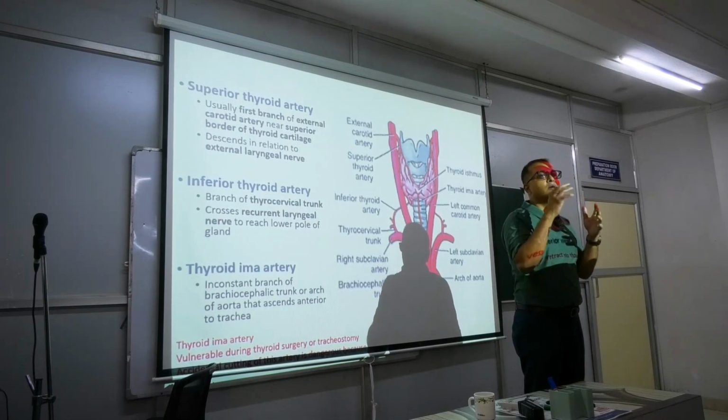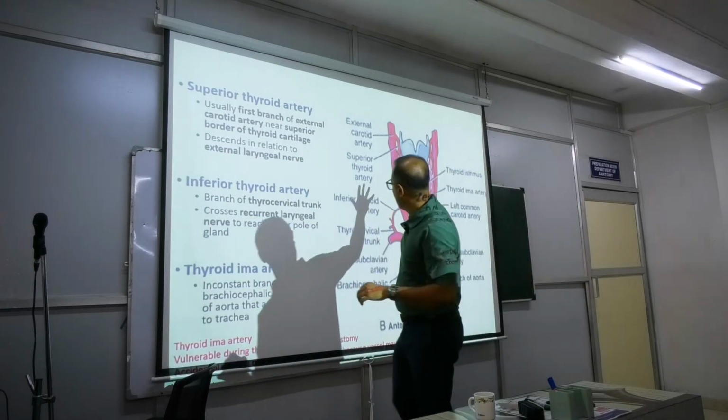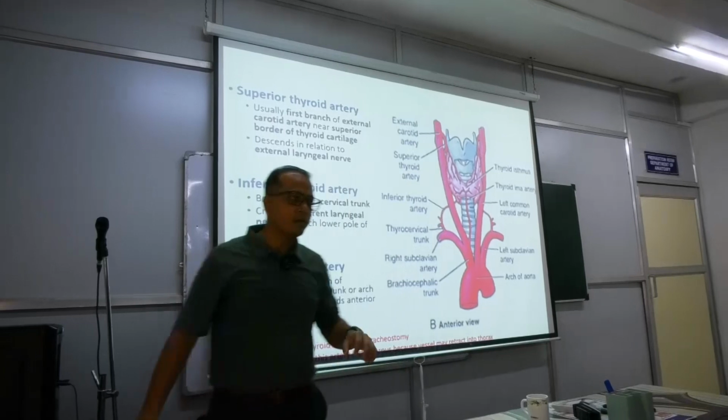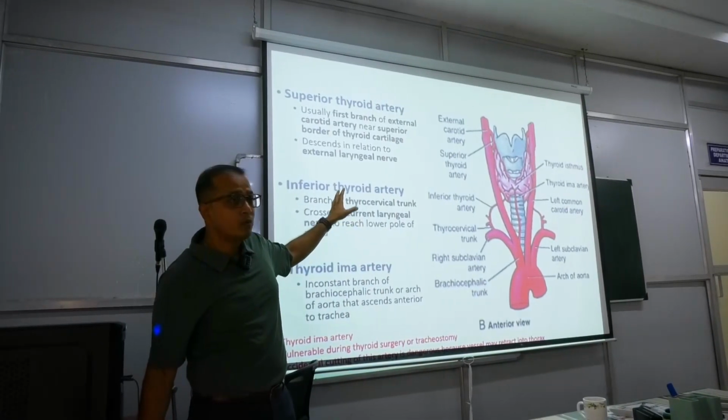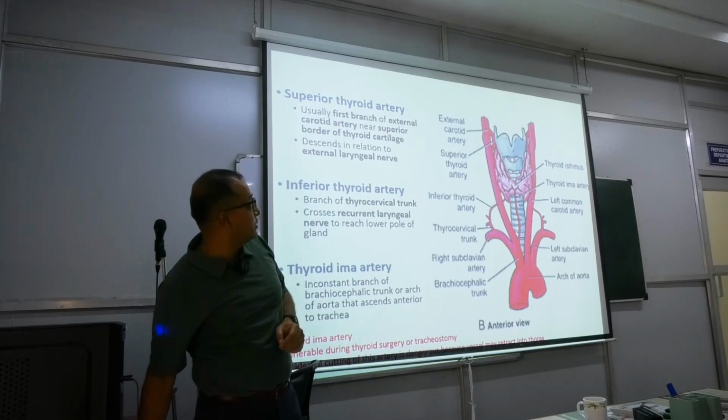We call them arterial anastomosis. Alright. So this is how this particular gland is supplied. So this superior thyroid artery and inferior thyroid artery, we have to know where these branches are coming from and what the prime structures are that supply them.